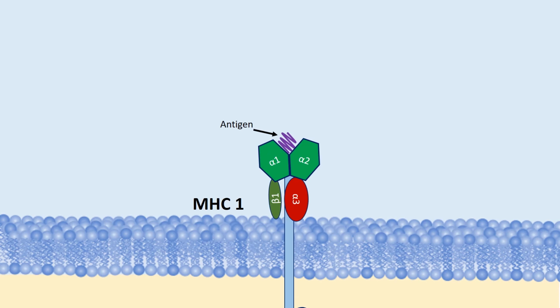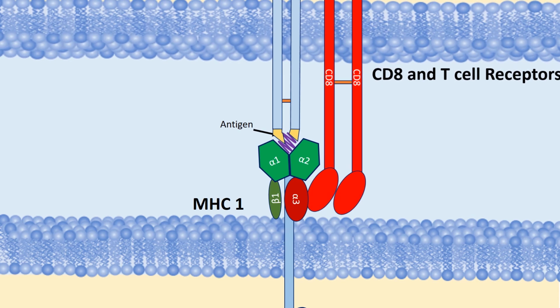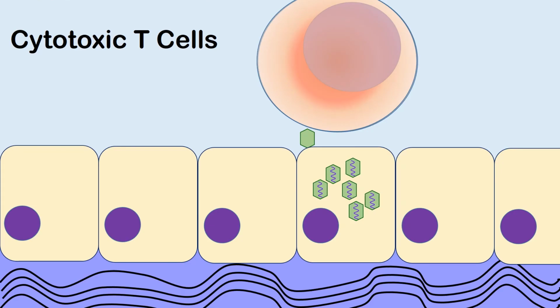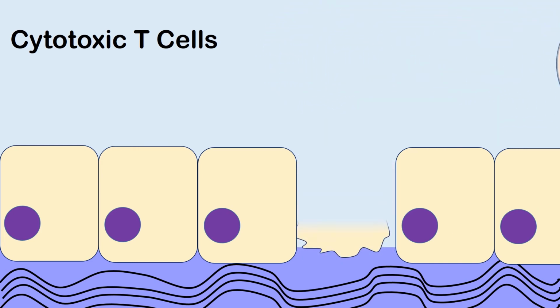Infected cells will be displaying signs of their infection on their MHC1 complexes. The T cell links it up with the CD8 and its own T cell receptor. If there's a match, then that T cell will begin to release a variety of toxic compounds to destroy that cell. The advantage here is it prevents that cell from further replication of that virus.